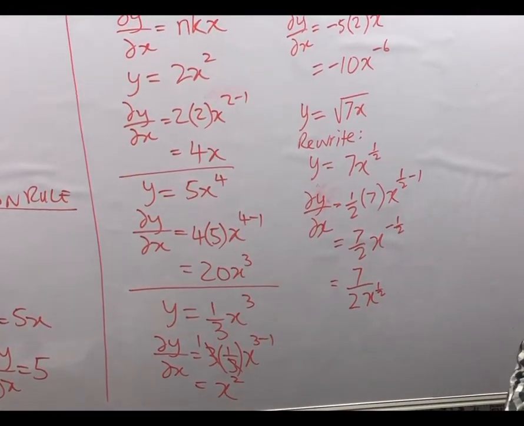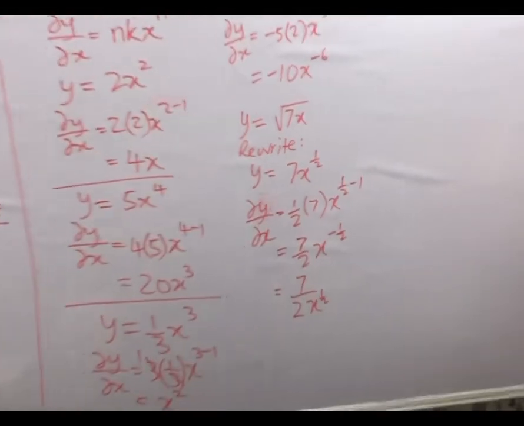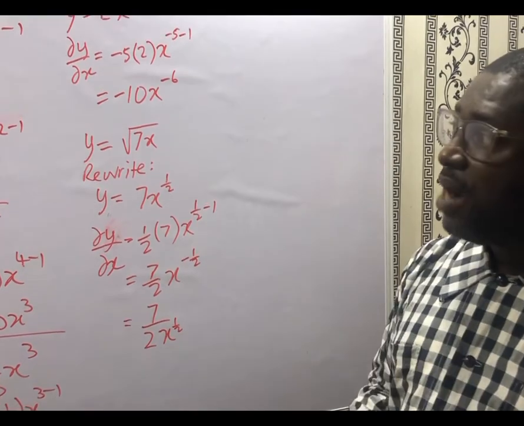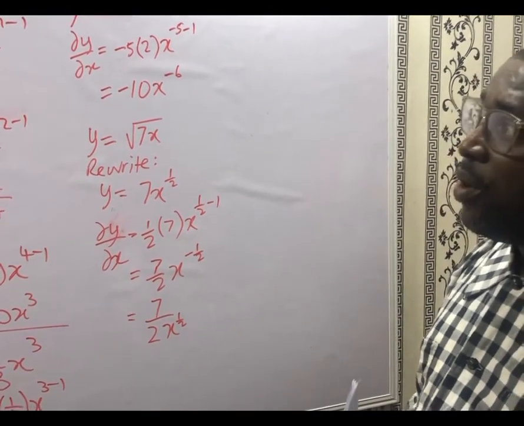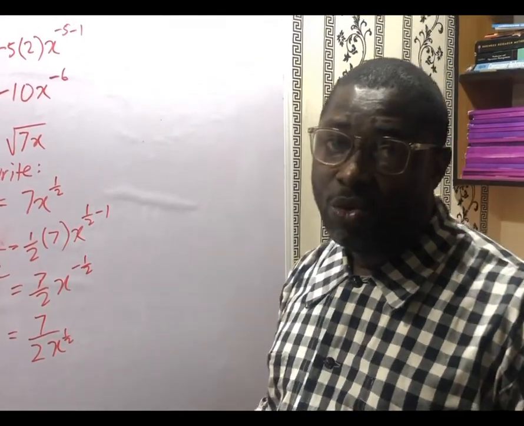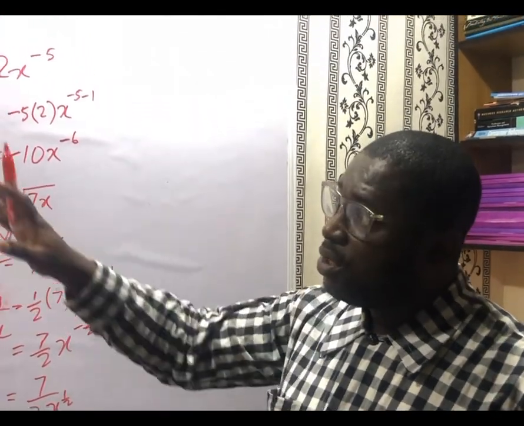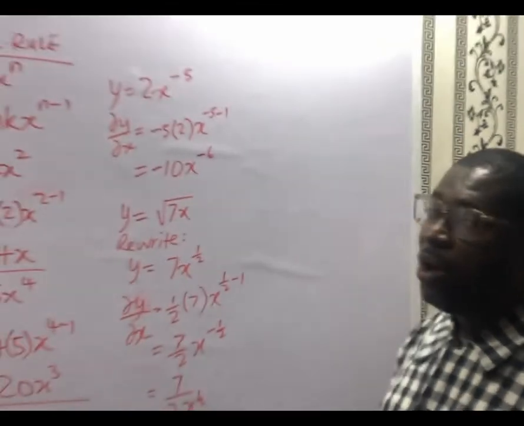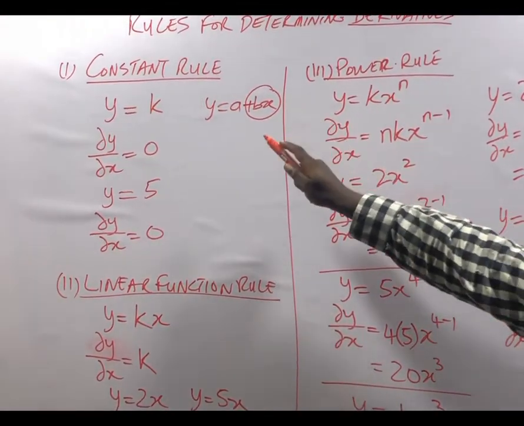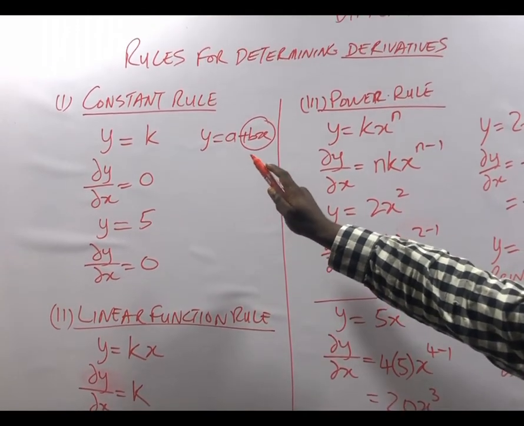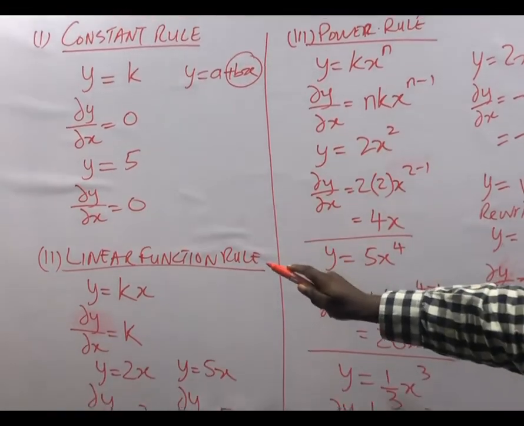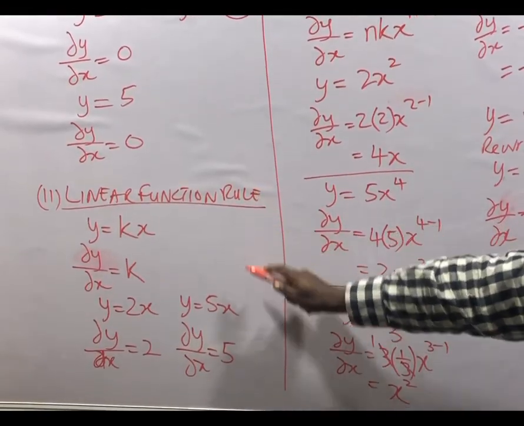So today this is the first part of our look at the rules for determining derivatives. In this lecture, we have considered the constant rule. As you can see on the board, please let's look at what we have on our workboard. We've looked at the constant rule, where you have a function that's just a constant k.